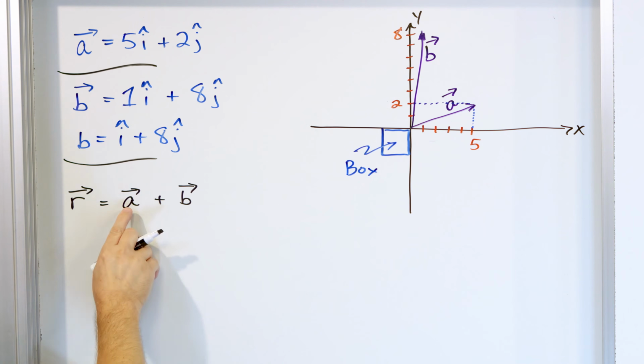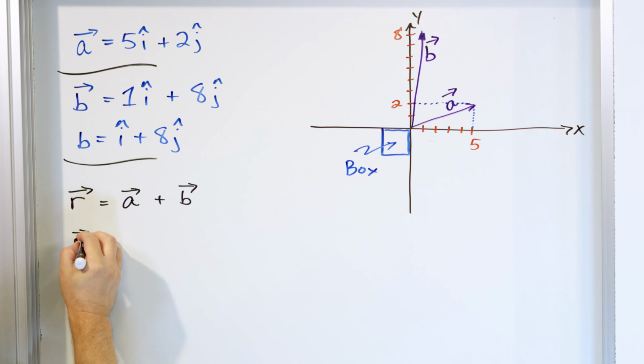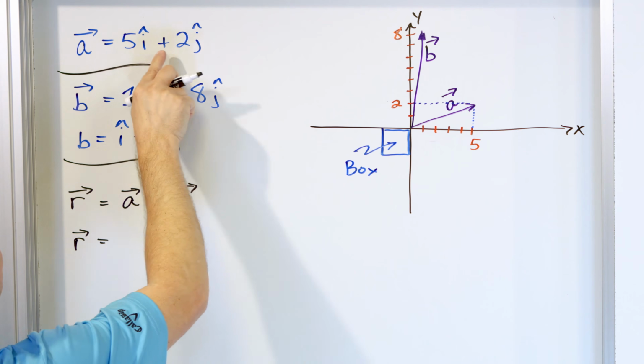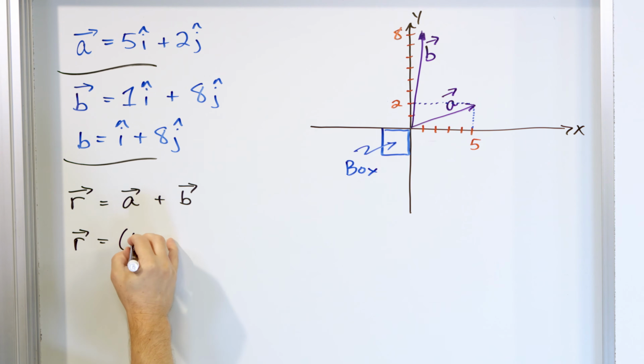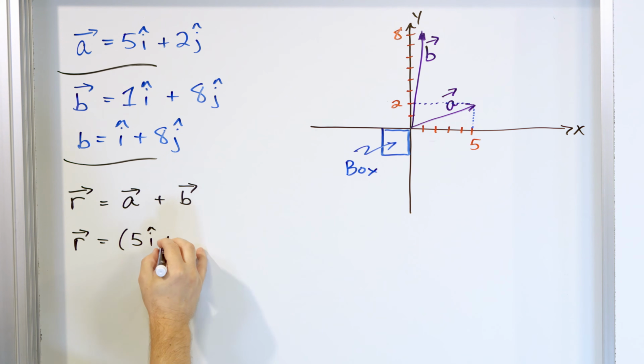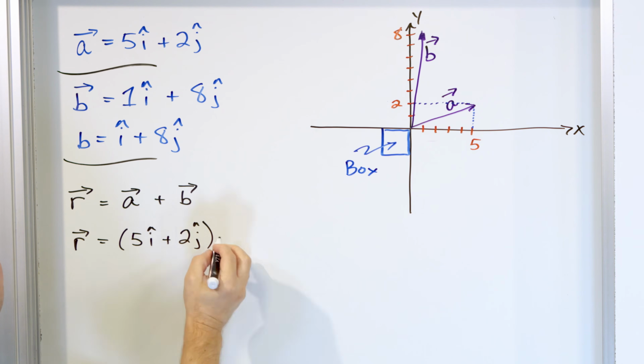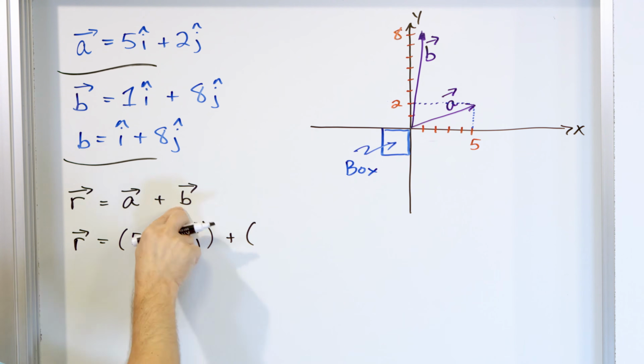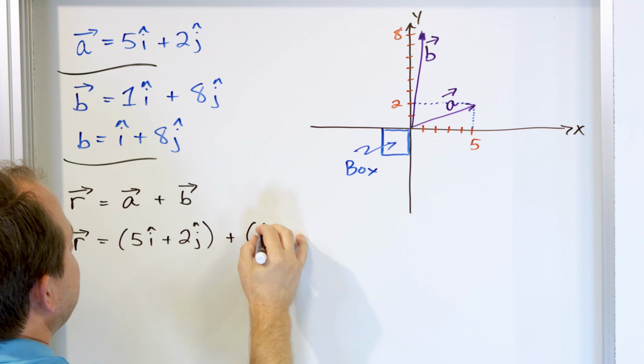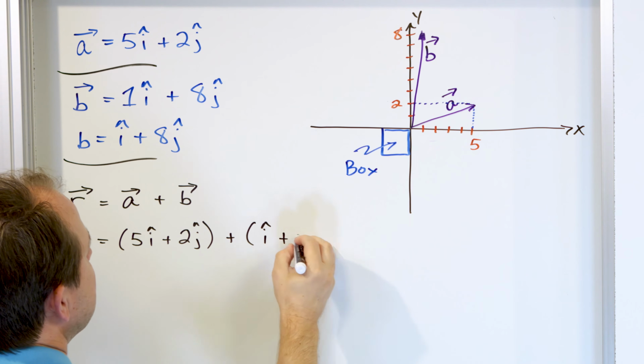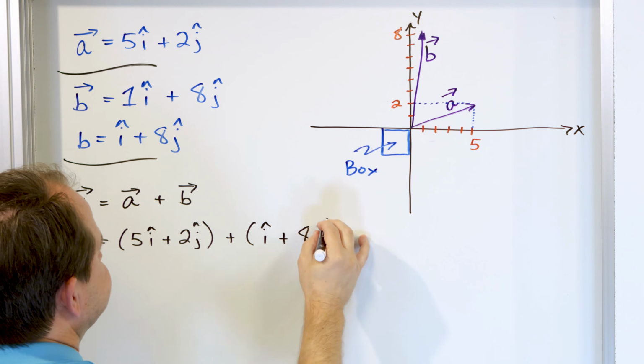Here what we're going to do is take the vector A and replace it with what we just wrote. I'll put it in parentheses to keep it separate: 5 in the I direction plus 2 in the J direction. And then we're going to add to that a new vector, which is B, with this one right here: 1 in the X direction, plus 8 in the J direction.